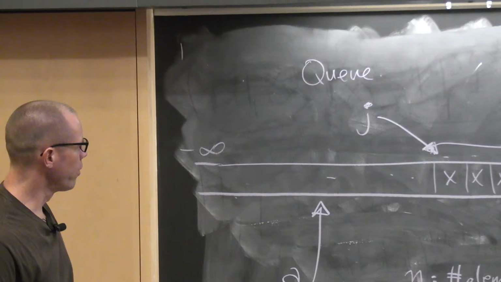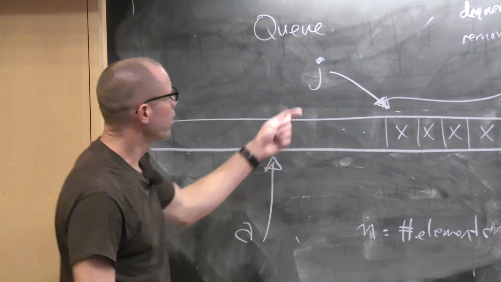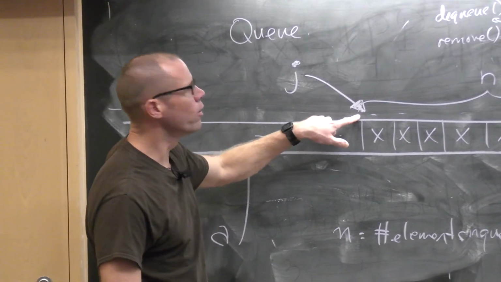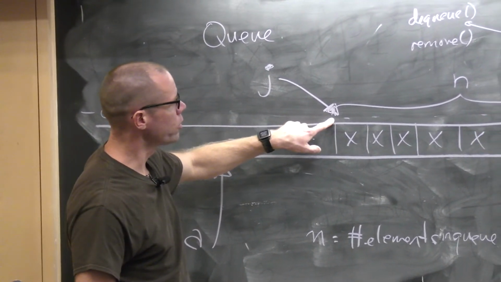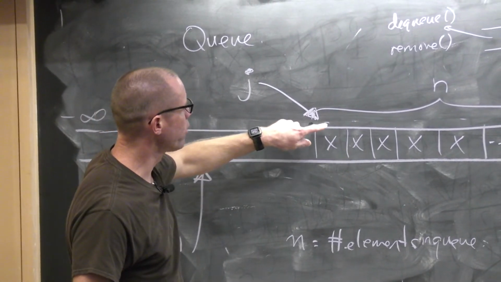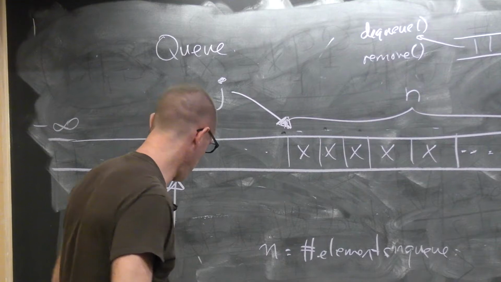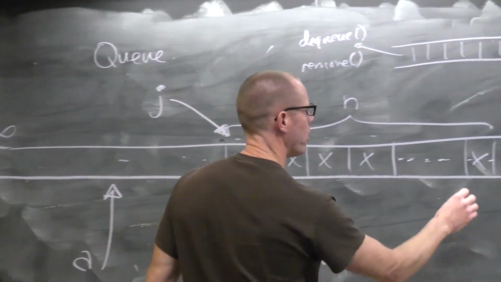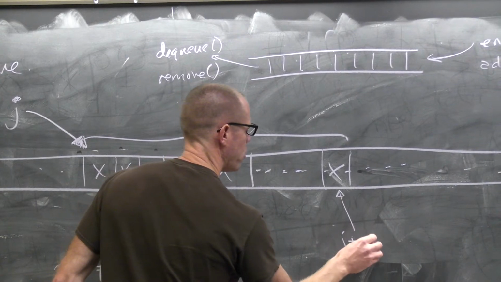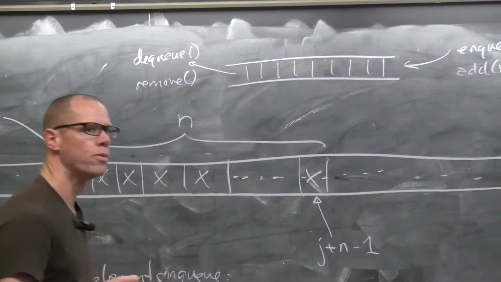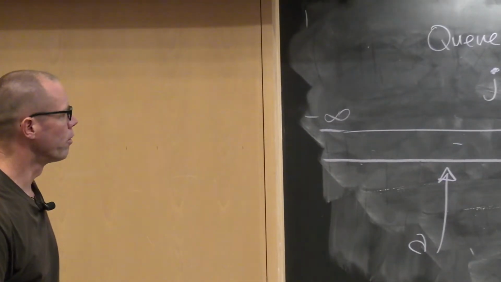I have an infinite array, A. The first element in the queue, the one that we would be removing next, is stored at position J. The other elements are stored at positions J plus 1, J plus 2, J plus 3, and so on. And we don't have to bother keeping track of the tail because we know where that is. That's just J plus n minus 1. Okay. So we don't need an extra variable for that.